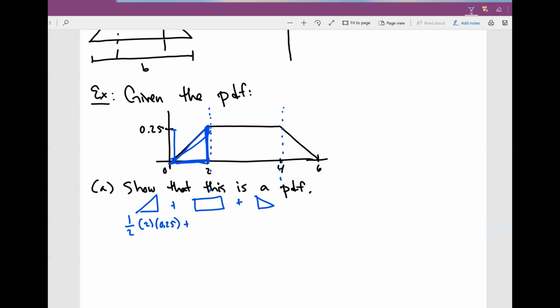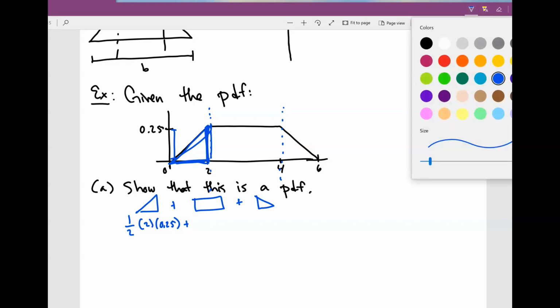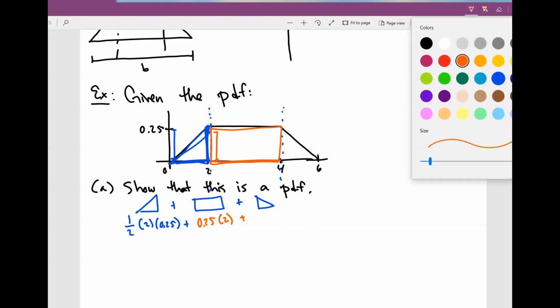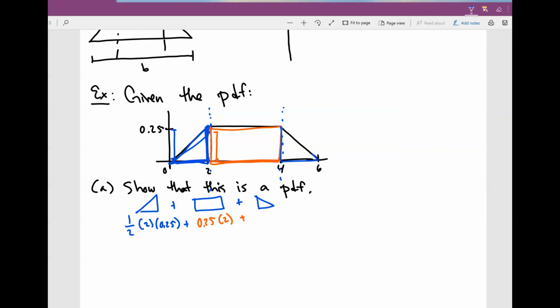Plus the length times the width of this box. This box has a width of 0.25. And then the length is how far this is. How far is 2 from 4? That's just 2. Plus, now we're going to look at this other triangle over here. This is going to be 1/2. The base in this case is how far 4 is from 6, which is going to be 2. And then the height in this case is going to be 0.25. You put this all together and you're going to get 1.